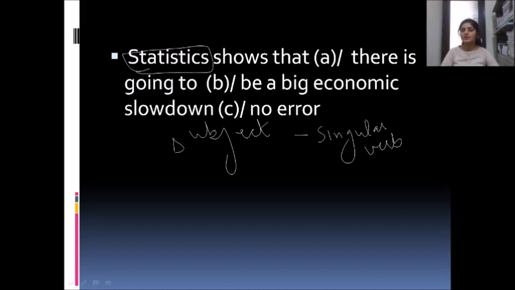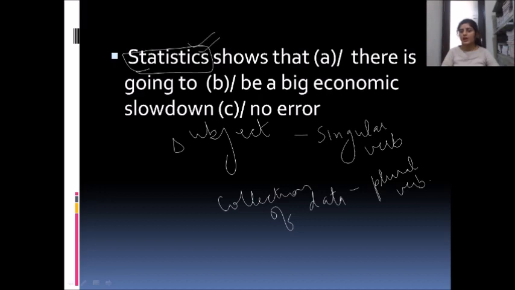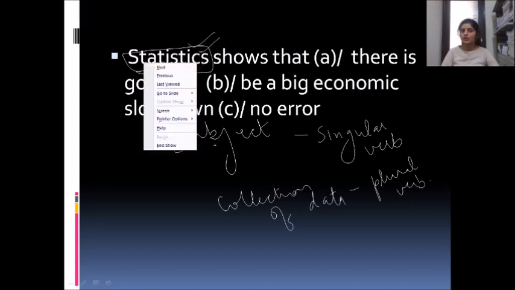You can say statistics is my favorite subject, but when statistics is used as a collection of data, then it always uses a plural verb with it. Now in this sentence, statistics has been used as a collection of data, because that collection of data is showing them some economic slowdown. Whichever data they have collected and referred to, that data showed them that there was an economic slowdown or there is going to be an economic slowdown. So this is referring to a collection of data. So we should use a plural verb.